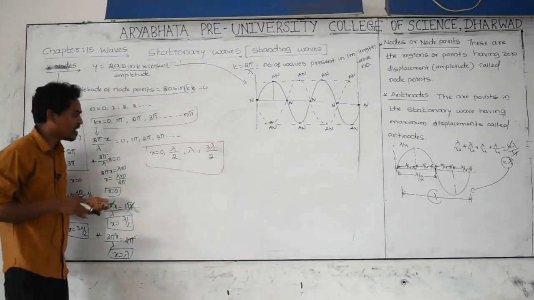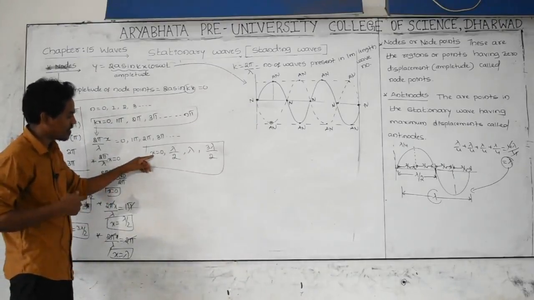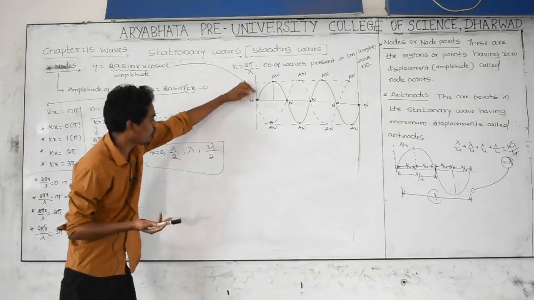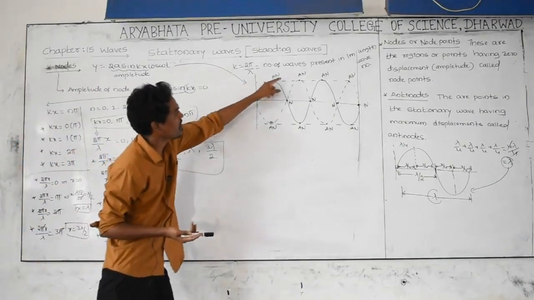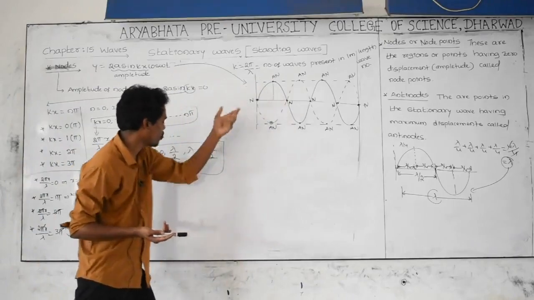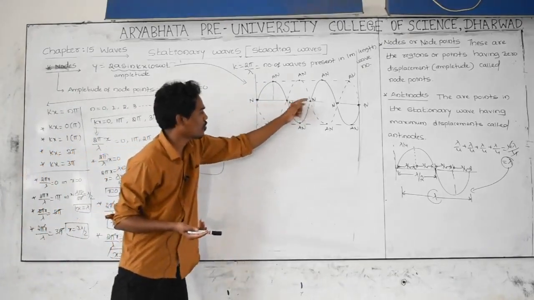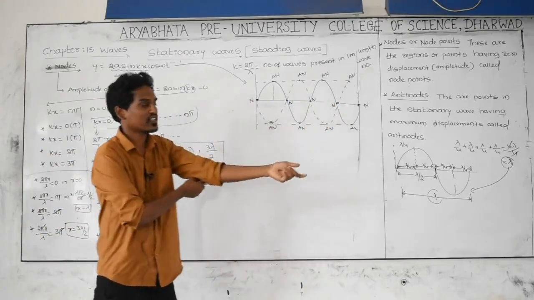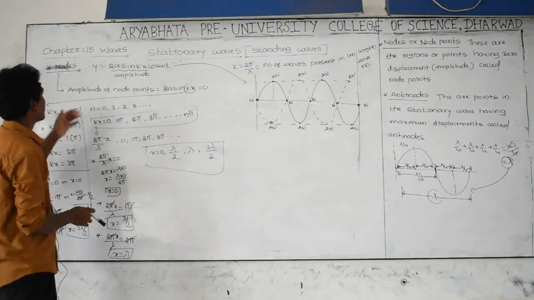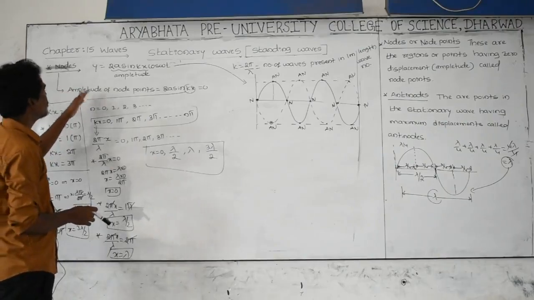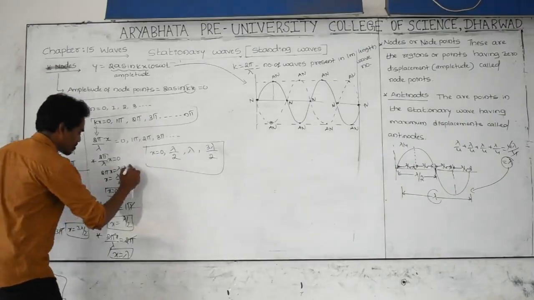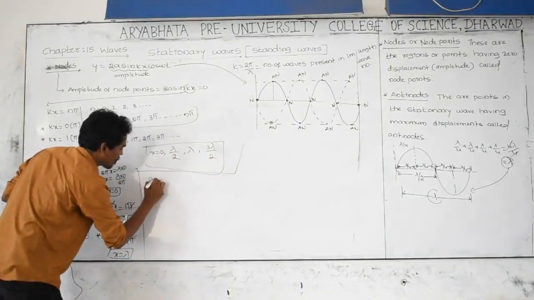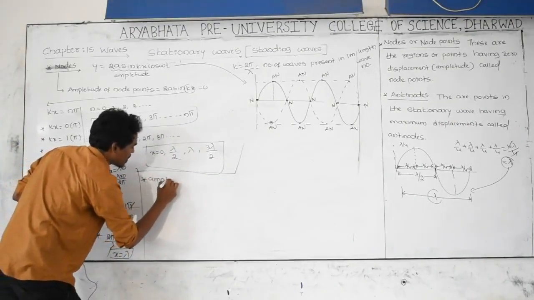Or in terms of x value, x is nothing but the distance covered by the wave. X is equal to 0 means 0 point, node point. Lambda by 2, where is lambda by 2? Length of the wave lambda by 2, node point. Again lambda, node point. 3 lambda by 2, yes, here to here 3 lambda by 2, again that is a node point. This is the amplitude condition of node points. And next we can discuss the amplitude of antinodes.